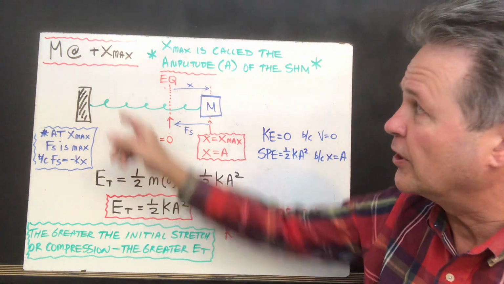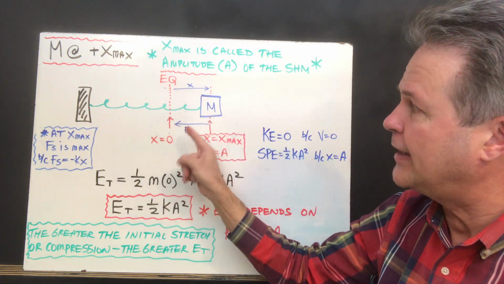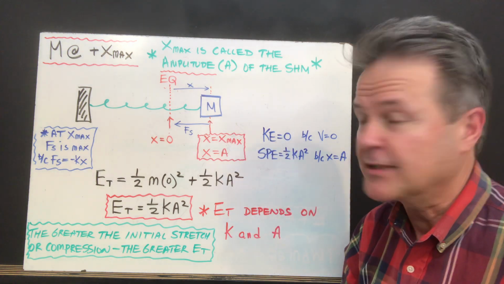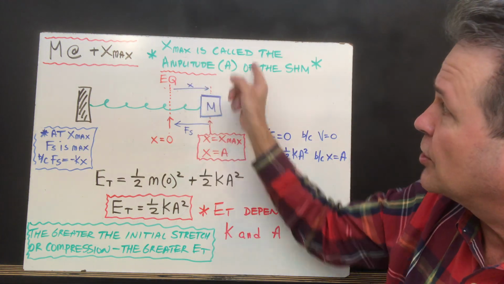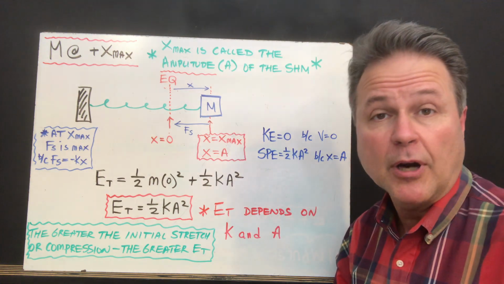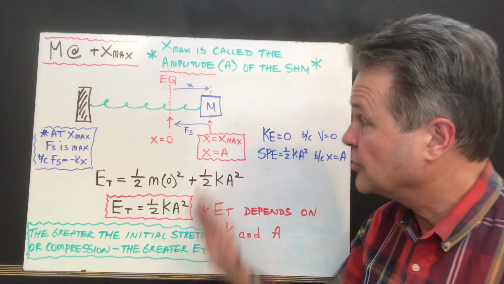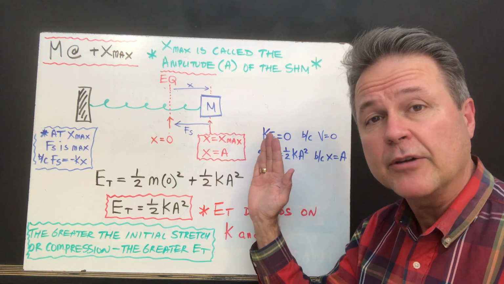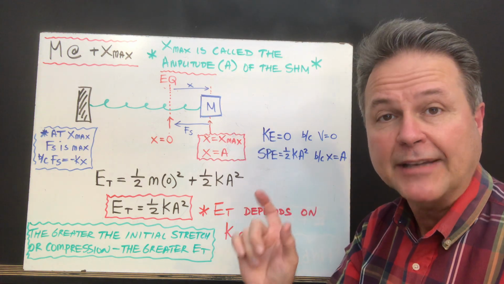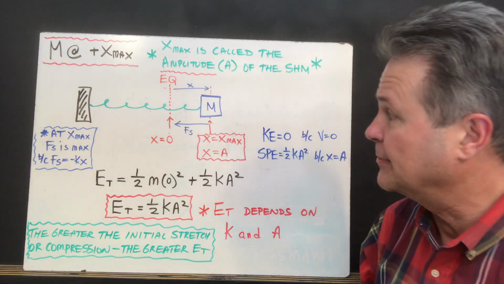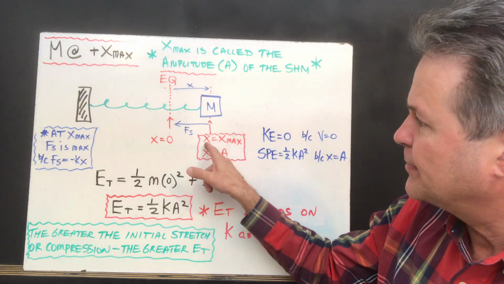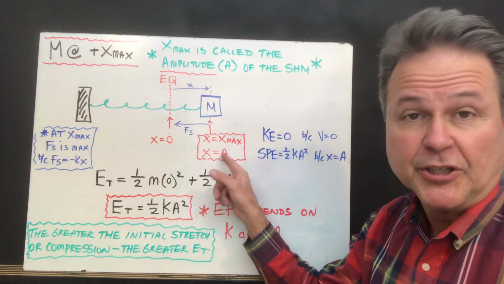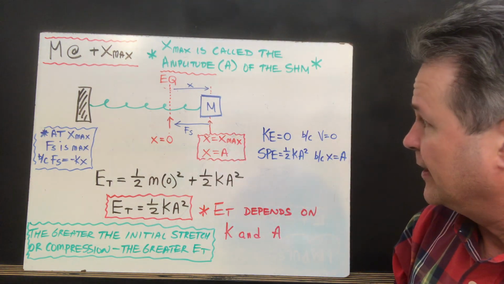So let's explore this position where the mass is located at a far positive extreme. We're going to call that x max. Now x max is called the amplitude of the simple harmonic motion of the system. So that is the maximum that the mass is going to move away from the equilibrium point, and we call that x max the amplitude, and we give it a symbol of A. So in this case, x is equal to x max, and x is just equal to A.